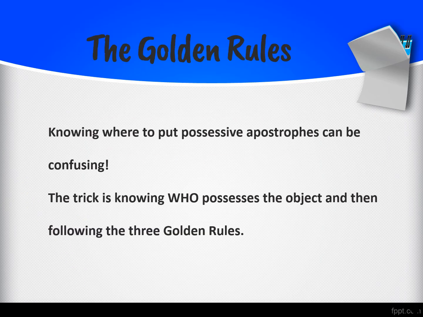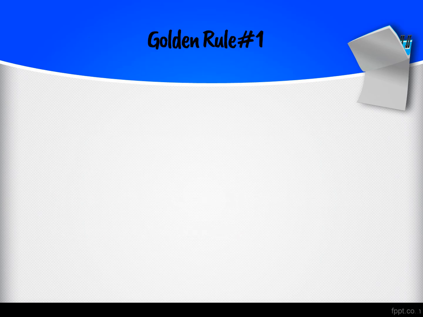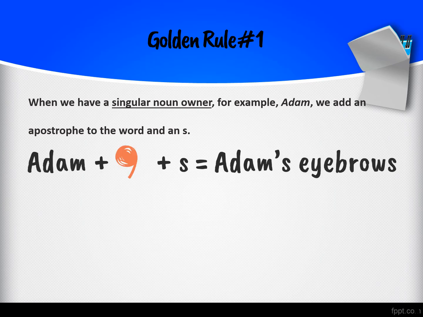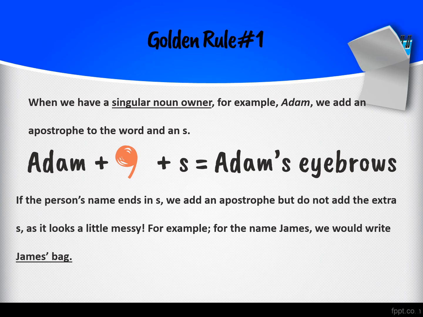The golden rule. Knowing where to put possessive apostrophes can be confusing sometimes. The trick is knowing who possesses the object and then following the three golden rules. Rule number one. When we have a singular noun or owner, for example, Adam, we add an apostrophe and s to the word. Adam apostrophe plus s, it becomes Adam's eyebrows.